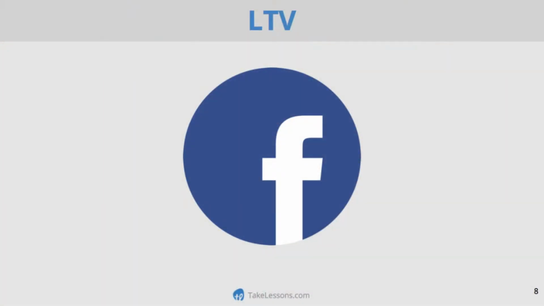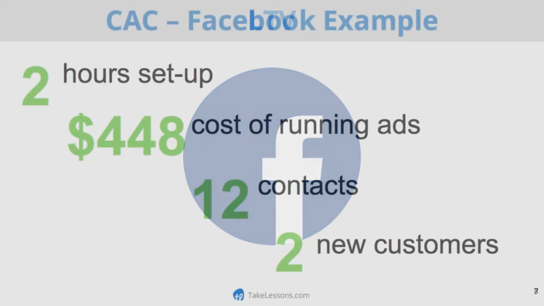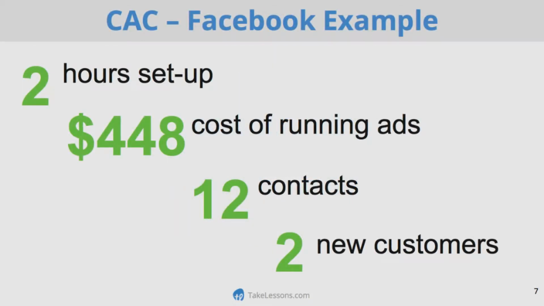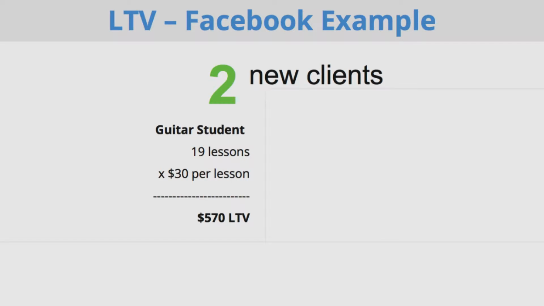First, Facebook. Recently, Aaron did his first Facebook ad campaign, and during that time frame, 12 people contacted him and he closed 2 new clients. First, a mom booked her son guitar lessons, and then a young professional booked French lessons to help them with their career. For guitar lessons, that student took a total of 6 months. They were 30-minute lessons, and so that added up to a total of 19 lessons at $30 per session.